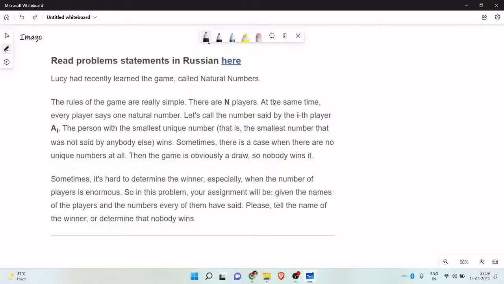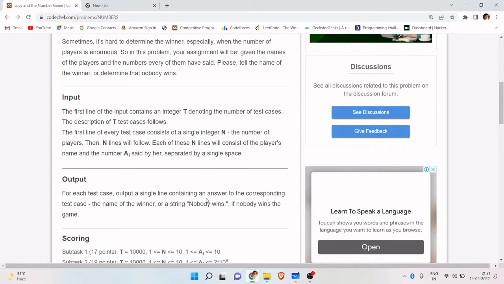So here in the question, we are asked to print the name of the player with the smallest unique number. First, let us understand what a unique number is. Here, a unique number means a number set by a player which isn't set by any other player. But when there are multiple players saying unique numbers, we need to print the smallest unique number, meaning the name of the player who has set the smallest unique number. If there are no players saying a unique number, then the match will be a draw and we need to print that nobody wins.